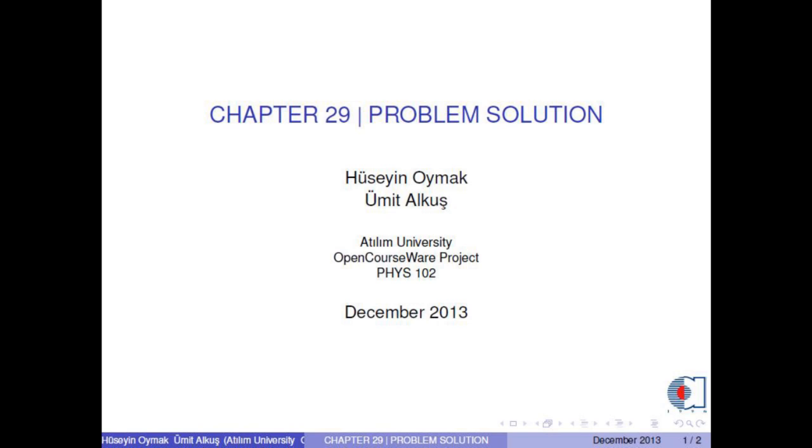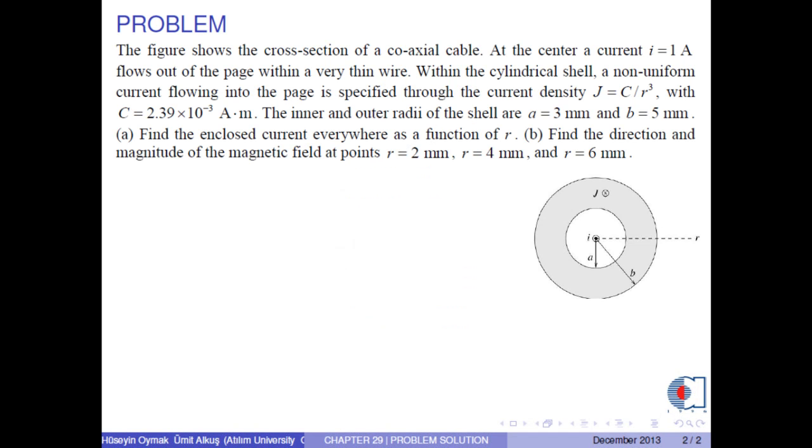In this video, we will solve one problem in chapter 29. The figure shows the cross-section of a coaxial cable. At the center, a current I equals 1 ampere flows out of the page within a very thin wire.